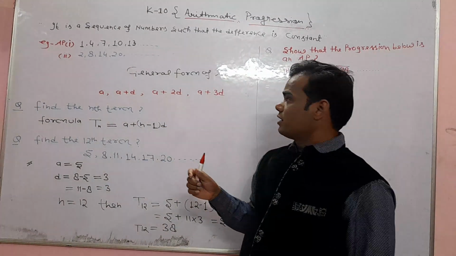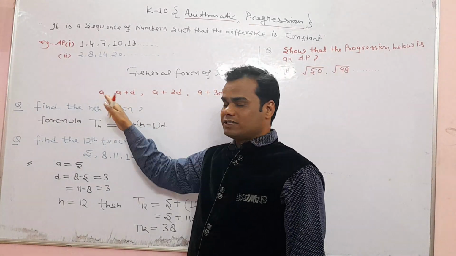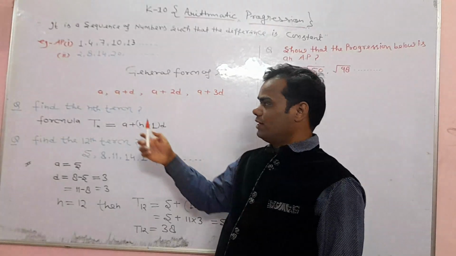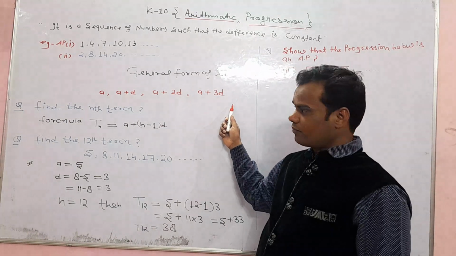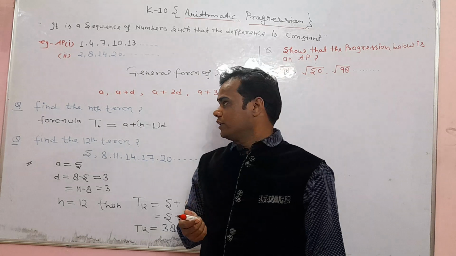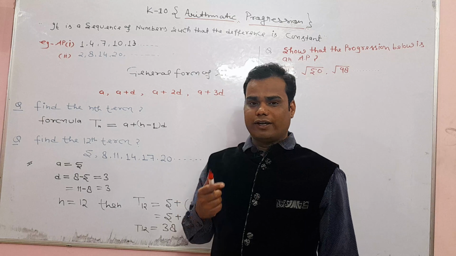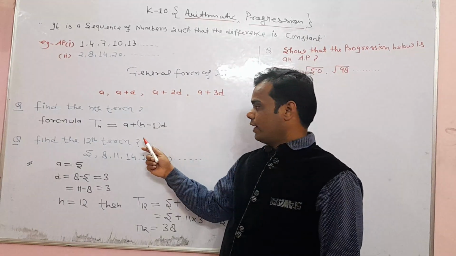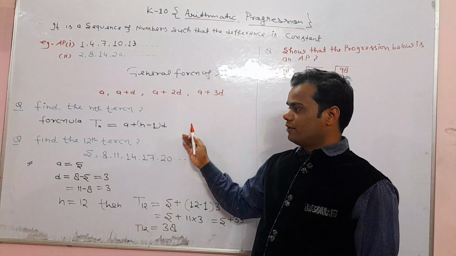And the second thing is the general form of AP. So for the general form of AP, we can write that the first term is A and the common difference is small d. Then the general form of AP is A, A plus D, A plus 2D, A plus 3D. And suppose we want to find the nth term. Here is the formula for the nth term: Tn equals A plus n minus 1 into D, where A equals the first term, n is the number of terms, and D is the common difference.